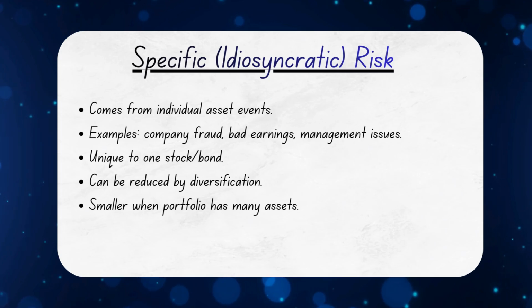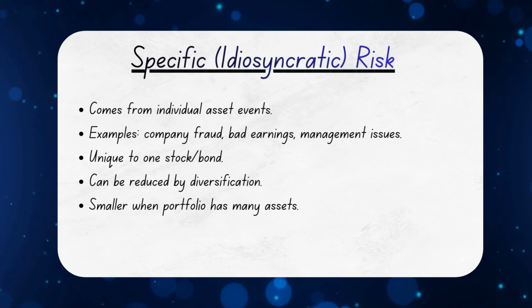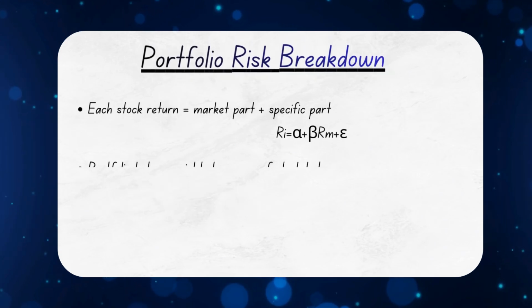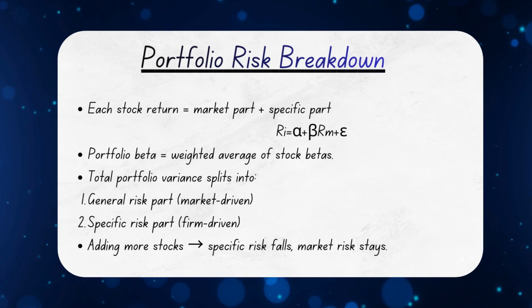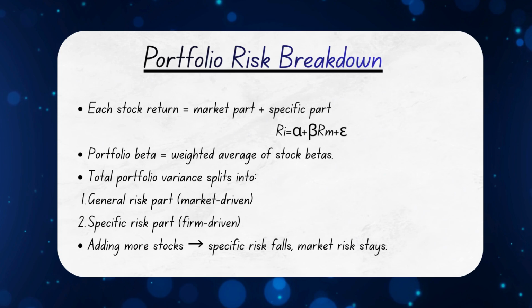If you hold many different stocks, the problems of one company get balanced out by others, so the overall impact becomes very small. To model this mathematically, we say each stock's return has two parts. One part explained by the market and one random part that is specific to that stock. In simple words, stock return equals market effect plus company effect.